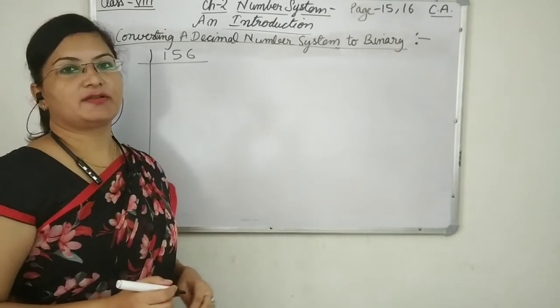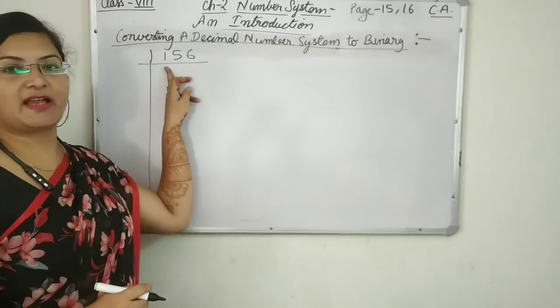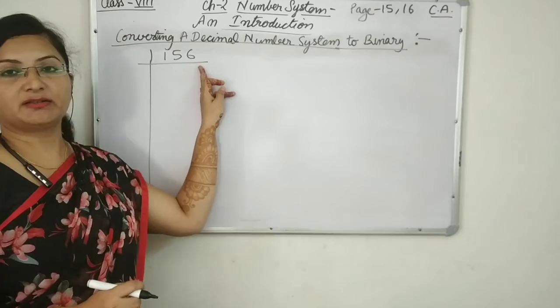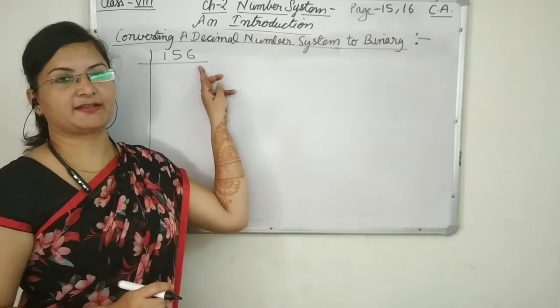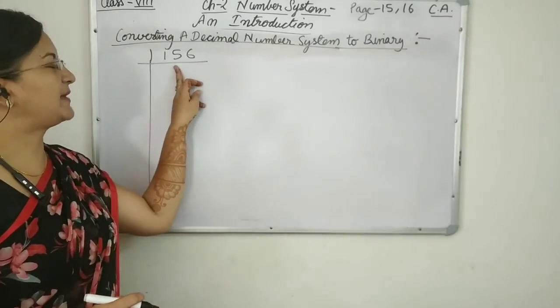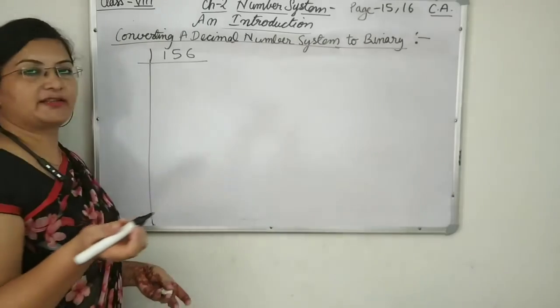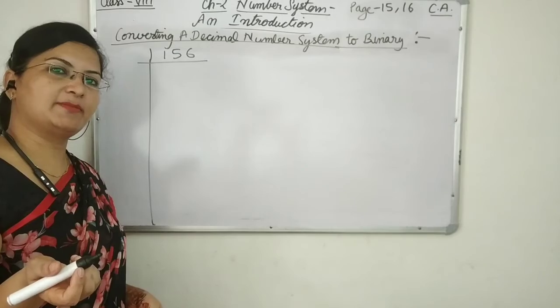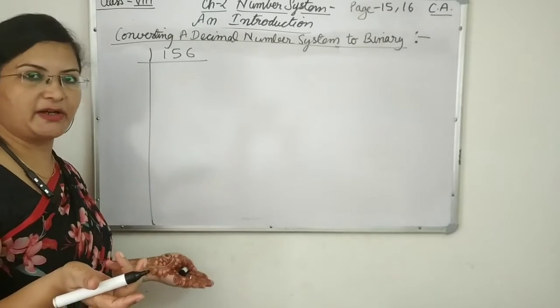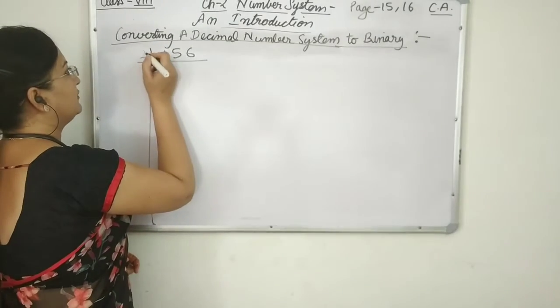Now students, we will do another example, a bigger number. You can see it is 156. Let's see how to convert this decimal number into a binary number. As there is base 2 in the binary number system, we always divide by 2.